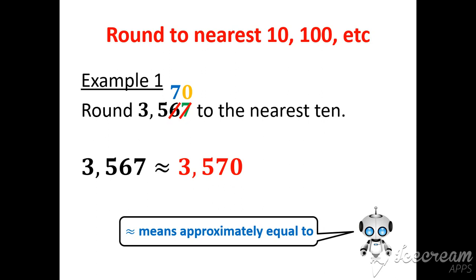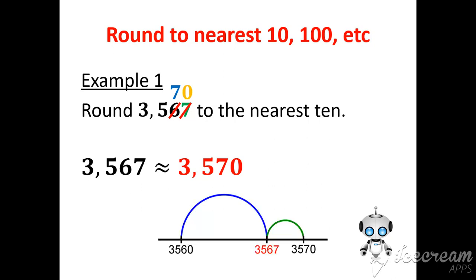It's a squiggly equals, which means approximately equal to. So in other words, 3,567 is approximately equal to 3,570 because we've rounded to the nearest 10. Quick look at a diagram to see if you understand what went on. We've taken 3,567 and we've rounded it up to 3,570 instead of rounding it down to 3,560.